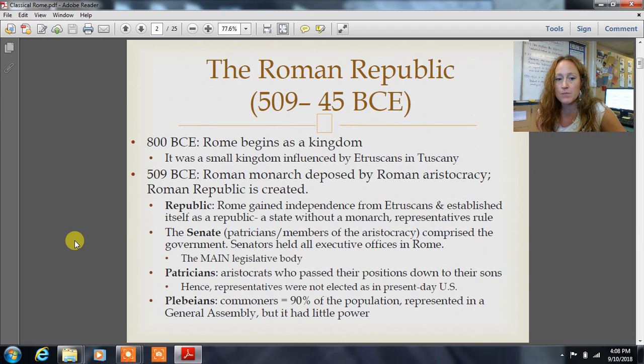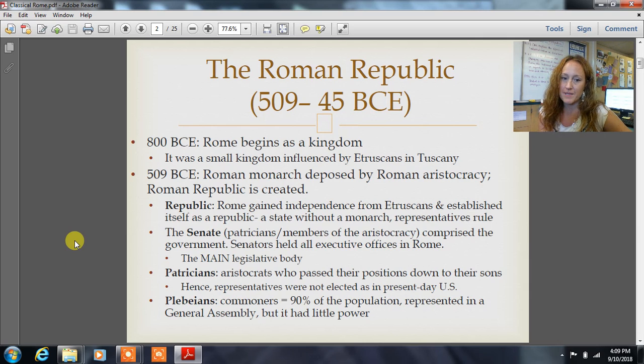These are key terms you really have to know for Roman social structure. The patricians were the members of the aristocracy, so you basically had wealthy elites who were members of the Senate. Senators held all executive offices in Rome. Think like presidential powers, but they didn't have a president. Those powers were just held by the senators, and that's the main legislative or law-making body. Patricians were the aristocrats who passed their positions down to their sons. It's interesting that they were called representatives and they called it a republic. They were not elected as they would be, say, in present-day United States. It was a hereditary position.